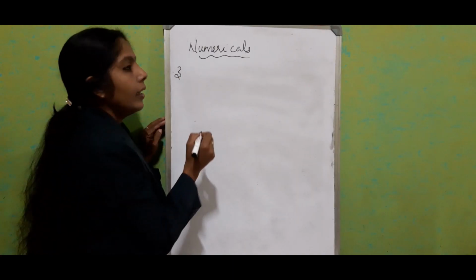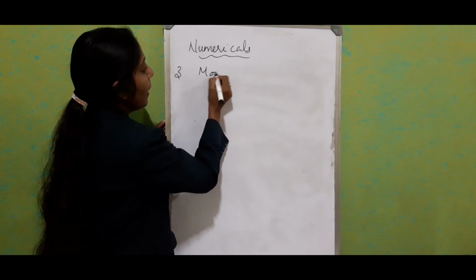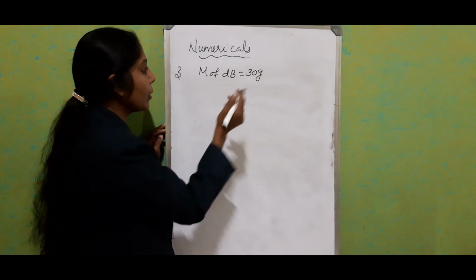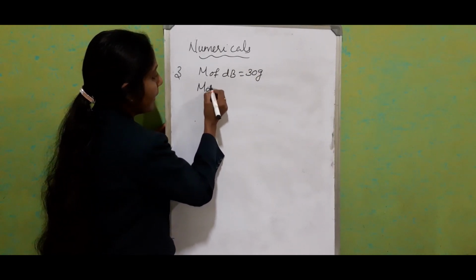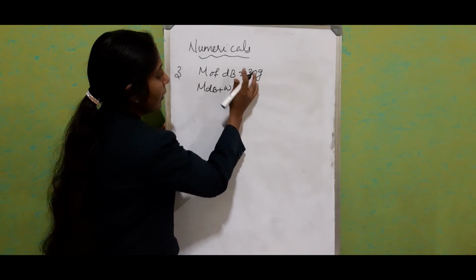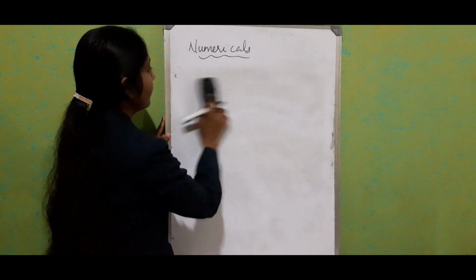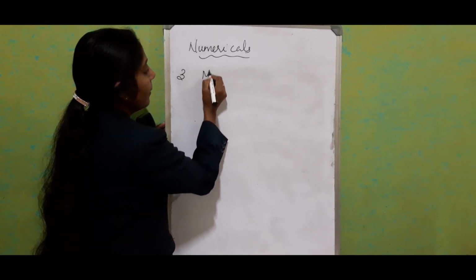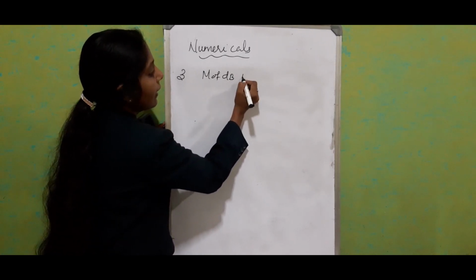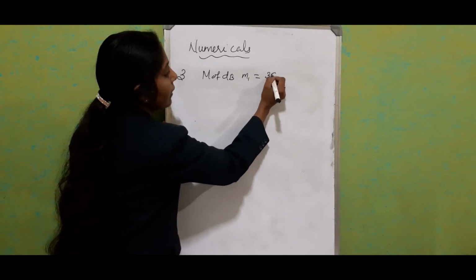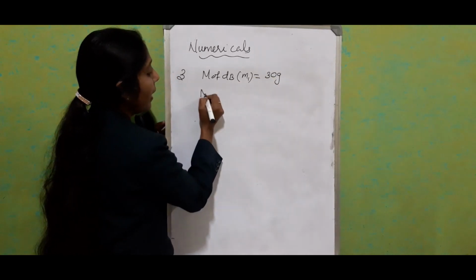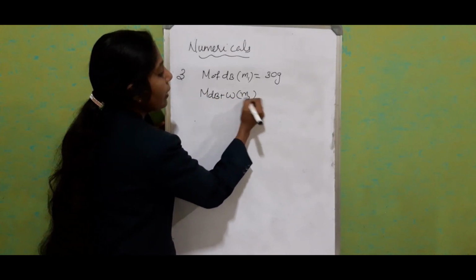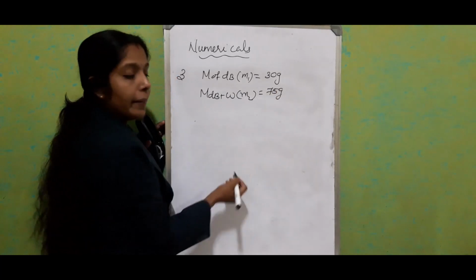Last question. Here also the mass of the density bottle is given as 30 gram. When it is filled with water, that means density bottle plus water. For the third question, the mass of the density bottle, that is M1, is equal to 30 gram. Then the mass of density bottle plus water, M2, is equal to 75 gram.